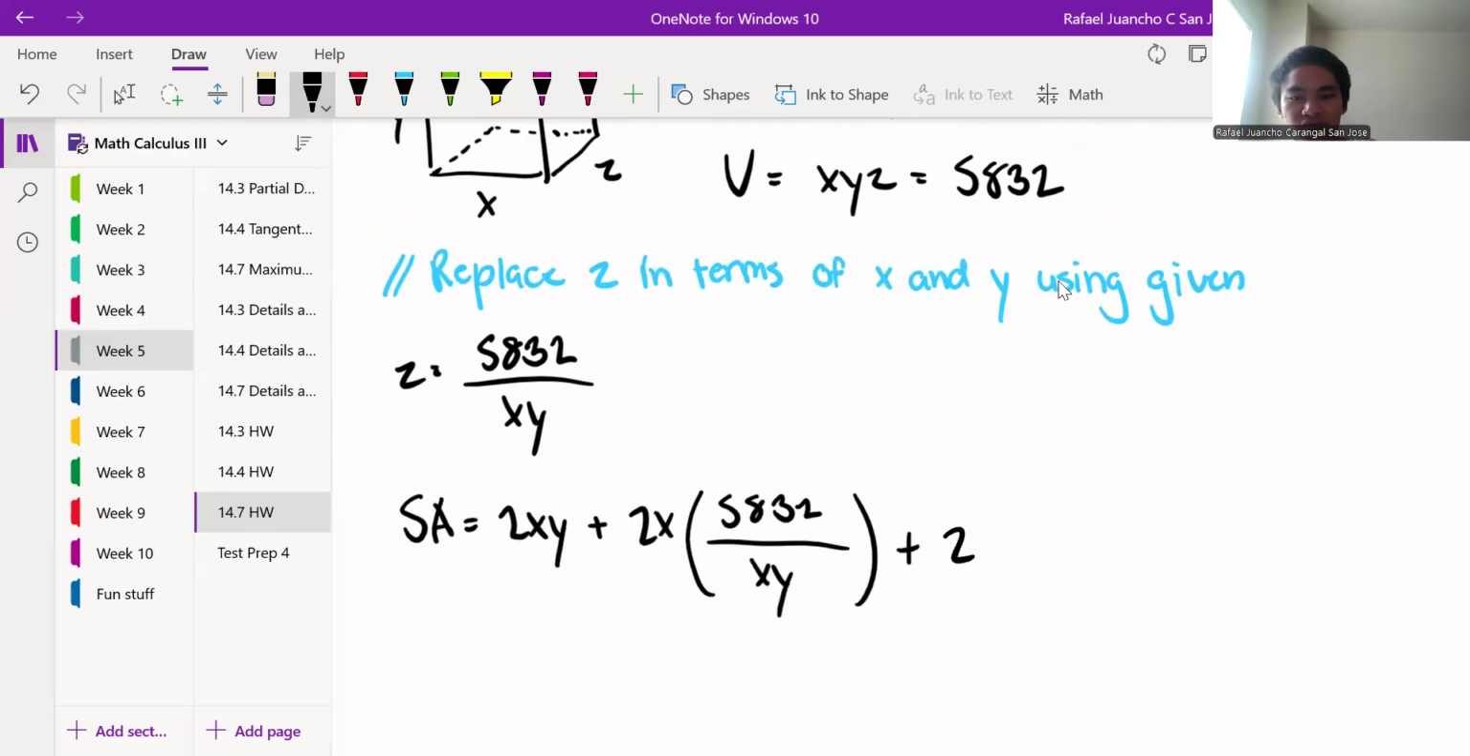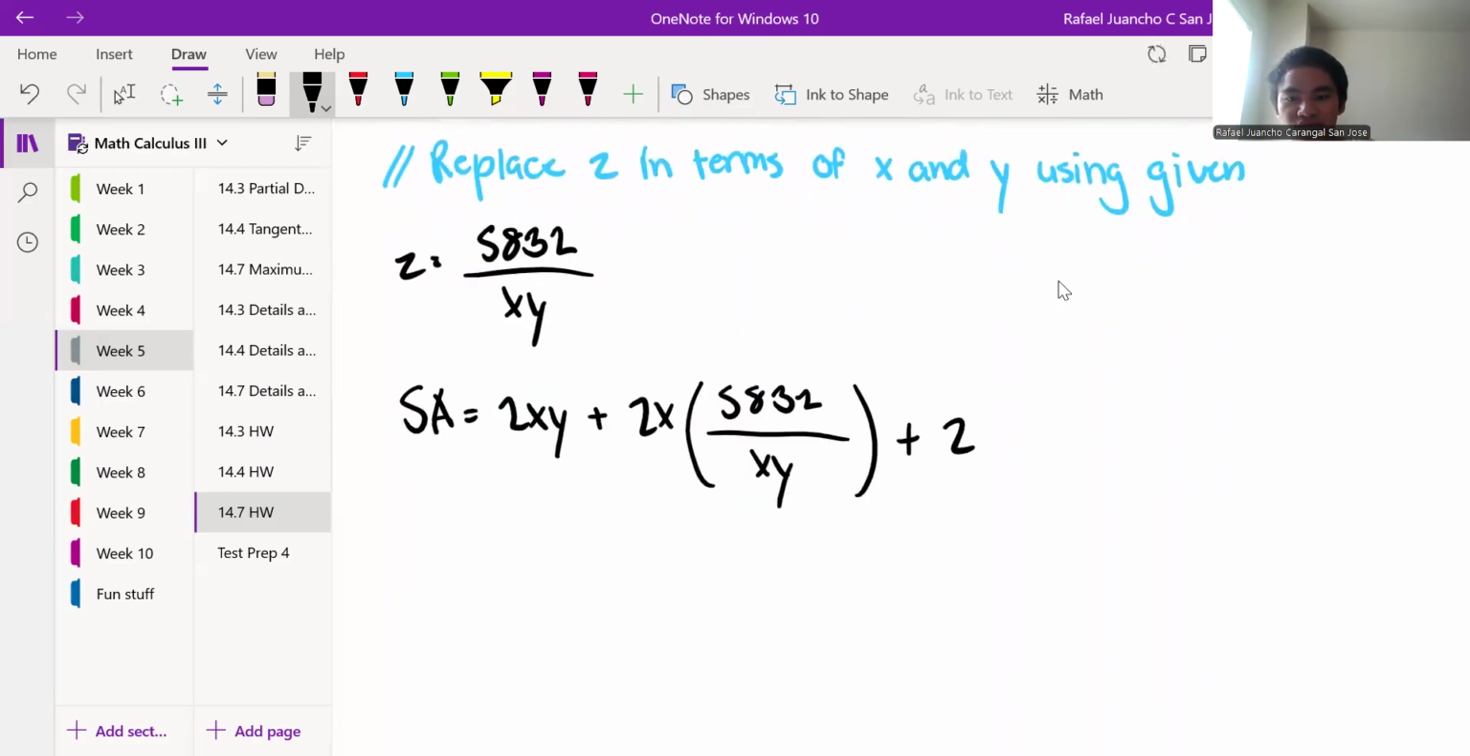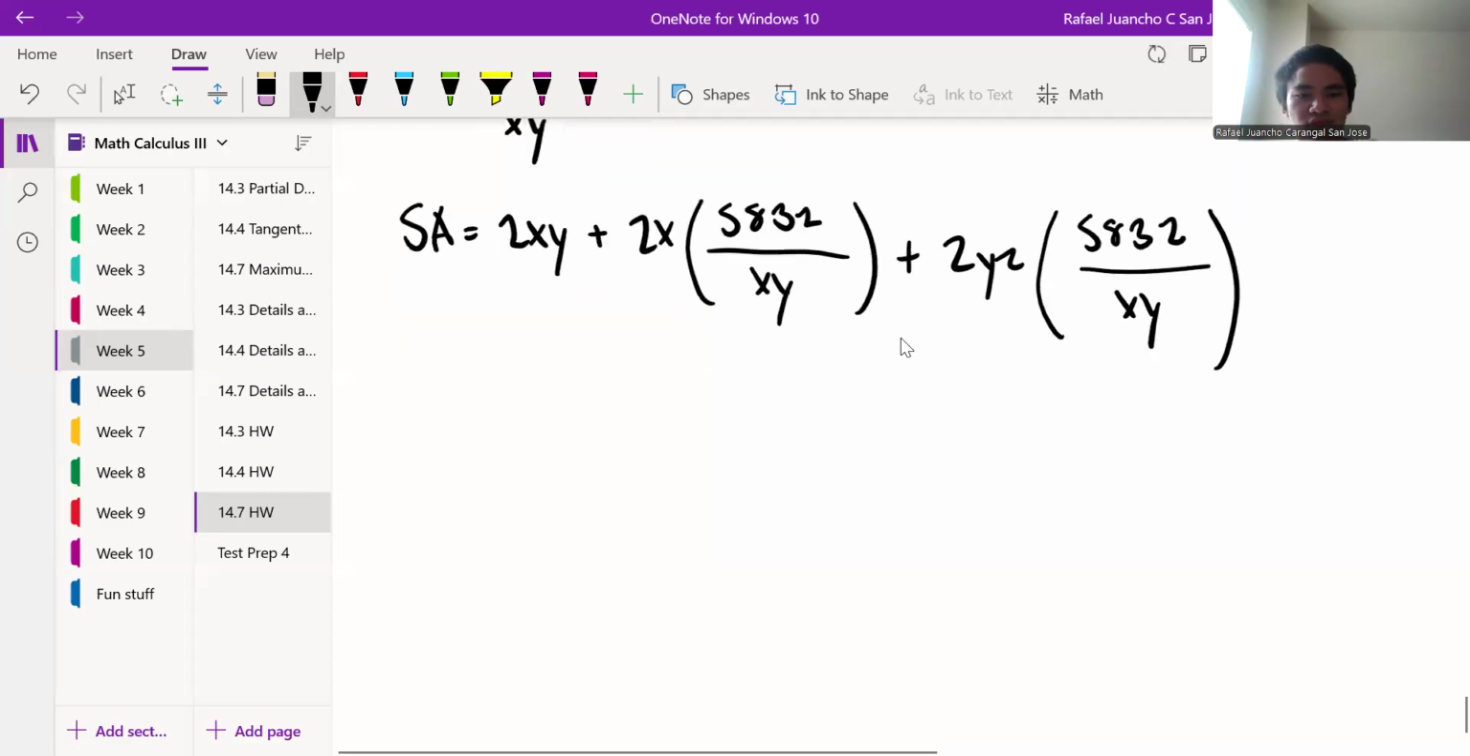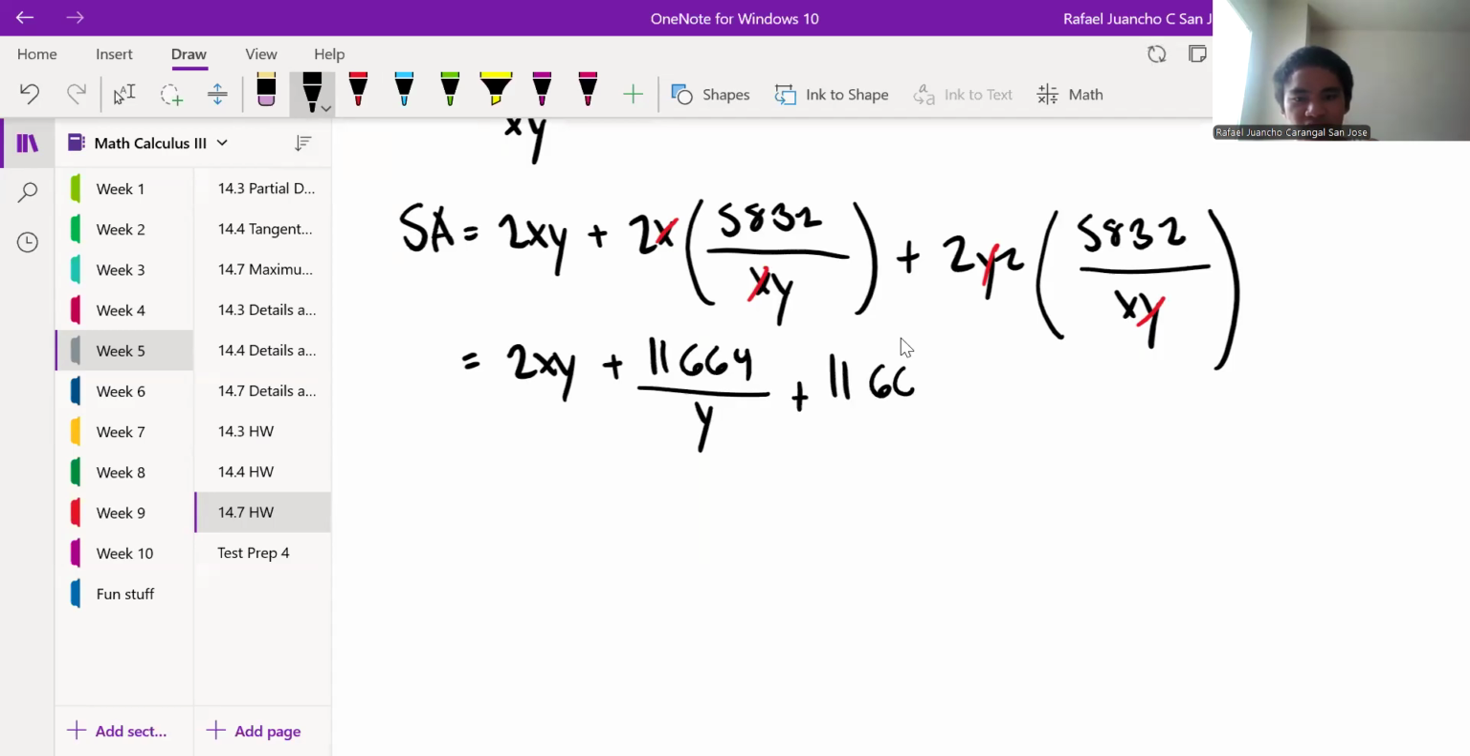And then we do it again. 2YZ. Here we do it again. And then we can simplify some stuff here. We cancel our X. Here we cancel our Y. And so we get 2XY plus 5832, and we multiply that by 2. So we get 11664 over Y. Then this one's the same thing, but this time it's over Z.